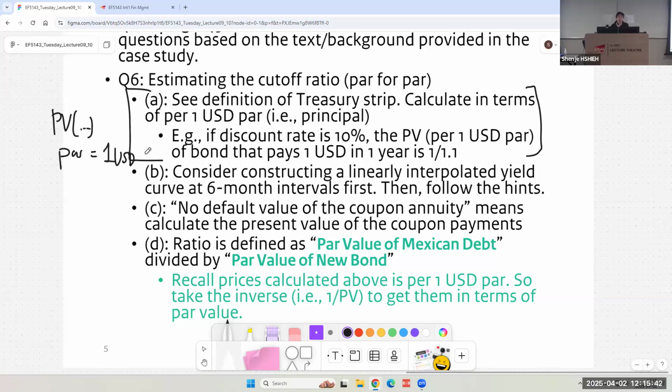You don't need to assume how much par to take on. You're going to back that out later. It's not even relevant, unnecessary. So just calculate the present value of the new contract as per unit of US dollar.